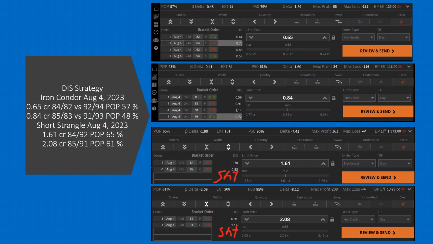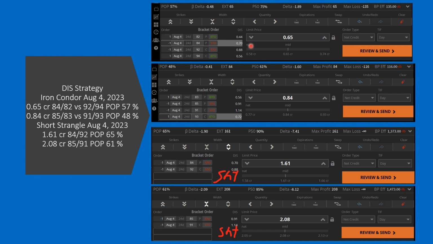Here now I have selected some ideas, strategies. We're talking about Disney, so I use an Iron Condor, as you can see here. It's a 94.92 to 84.82 with a pop, which you can see here, of 57, which is more or less okay for the range of an Iron Condor. Okay, I get just 0.65, but just to show you, it's an expiration of the 4th of August.